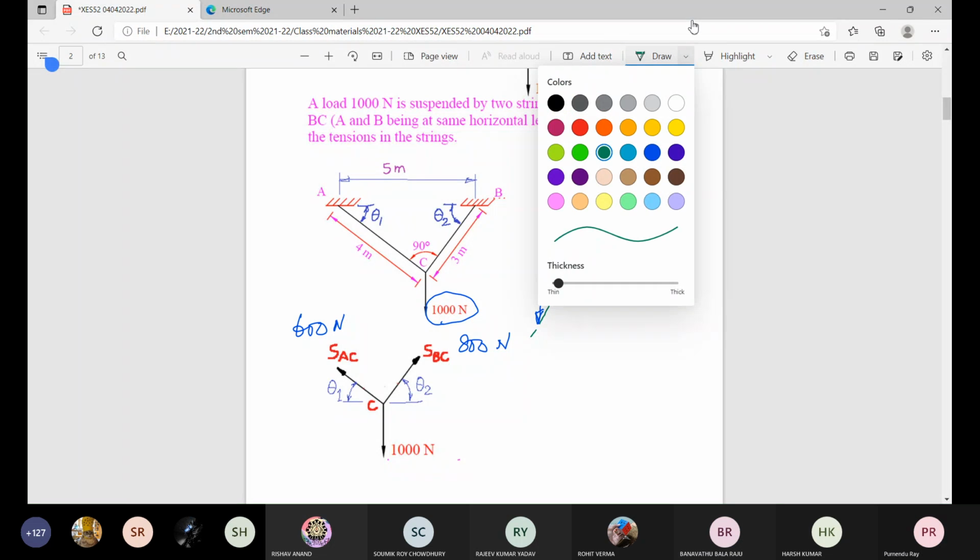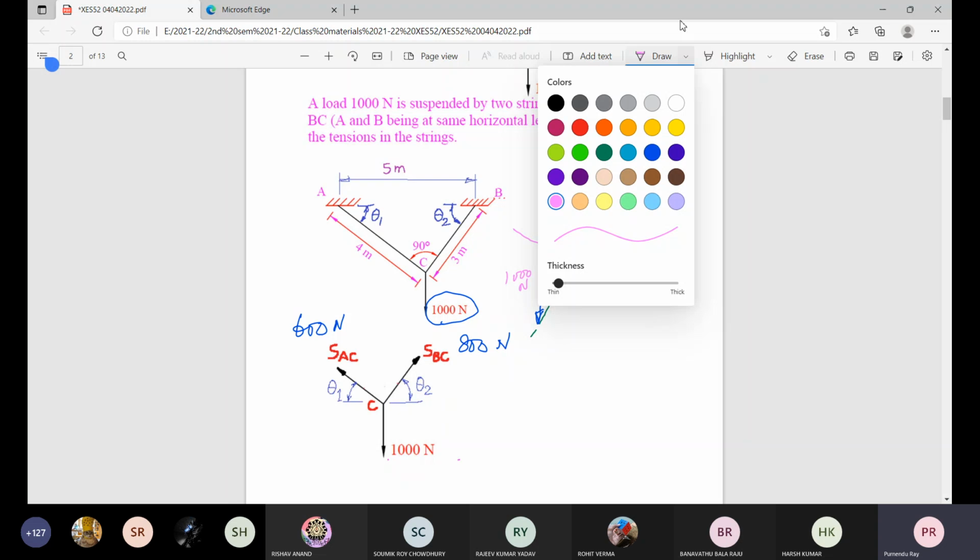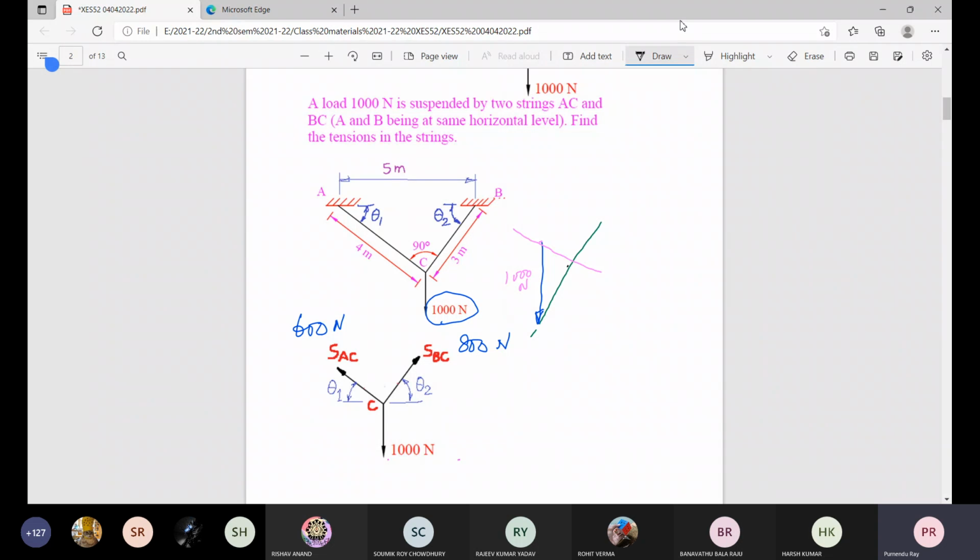And another line from this point. We know this magnitude and direction for 1000 Newton. Now once we get the point of intersection, definitely this is corresponding to this member BC and this is corresponding to this member AC.